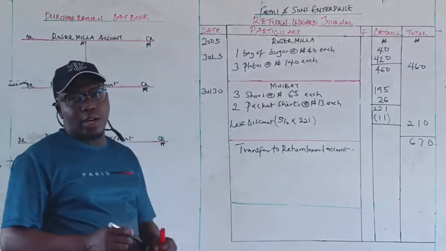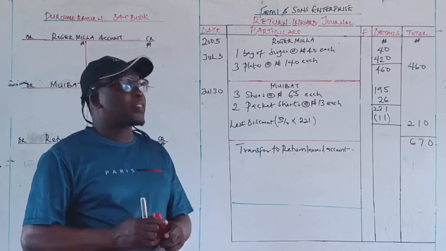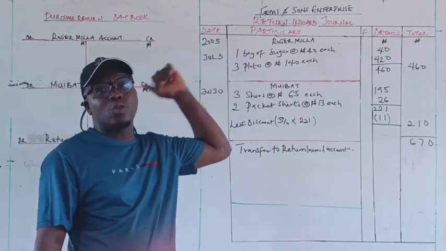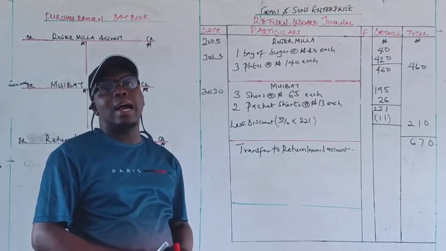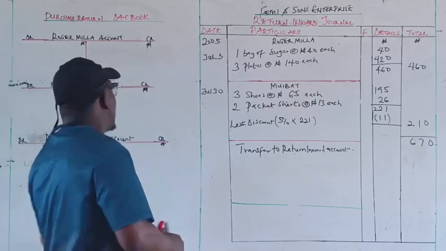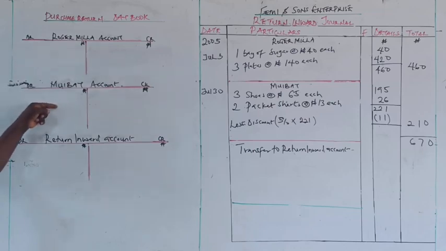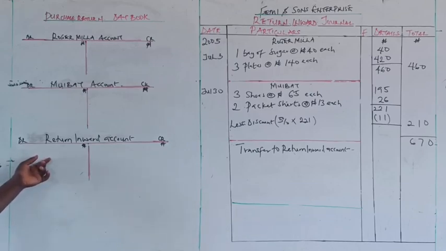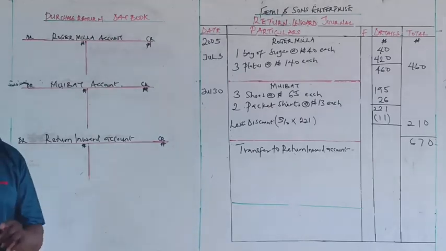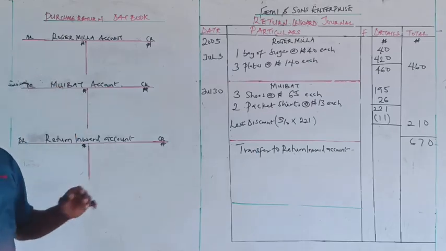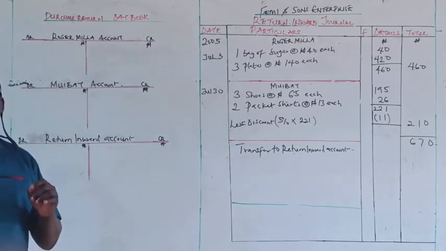So we are done with our journal. All we need to do now is to transfer our balances to our Return Inward account and other respective ledgers. So we have prepared ledgers for Rojamila, Muibat, and Return Inward. Don't forget, Rojamila and Muibat are customers that are returning goods back to the seller. So for their respective accounts, we are going to credit the account and debit the Return Inward account. That is the accounting procedure for the Return Inward Journal or Sales Return Daybook.